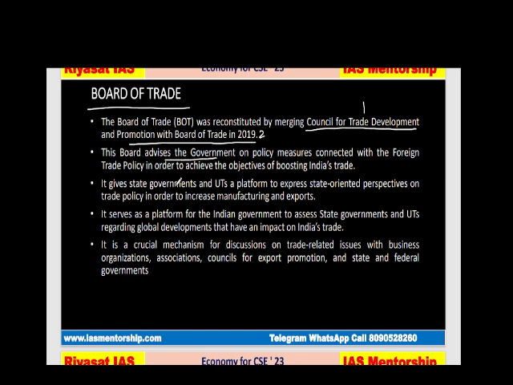ये गवर्नमेंट को एडवाइस करता है ऑन पॉलिसी मेजर्स कनेक्टेड विद फॉरेन ट्रेड पॉलिसी in order to achieve objective of boosting India's trade. ठीक है? It advises the government. Also, it provides a platform to the state and UT for the state-oriented perspective in the trade policy. Okay, basically it is also providing a platform where the Indian government can test how state governments and UT are working depending upon the global level. So that is why this Board of Trade is very important for all these reasons you can see here.